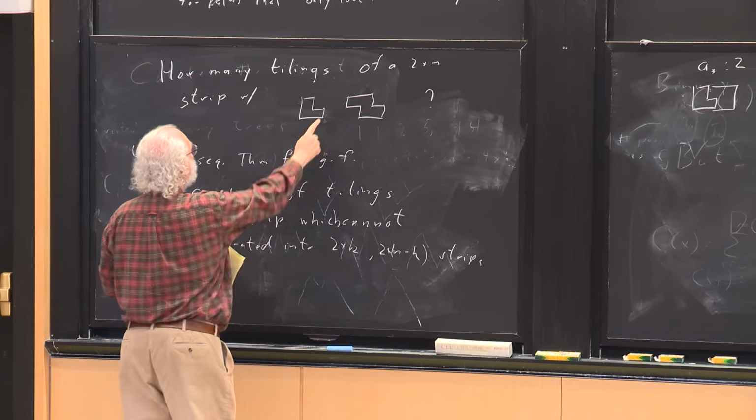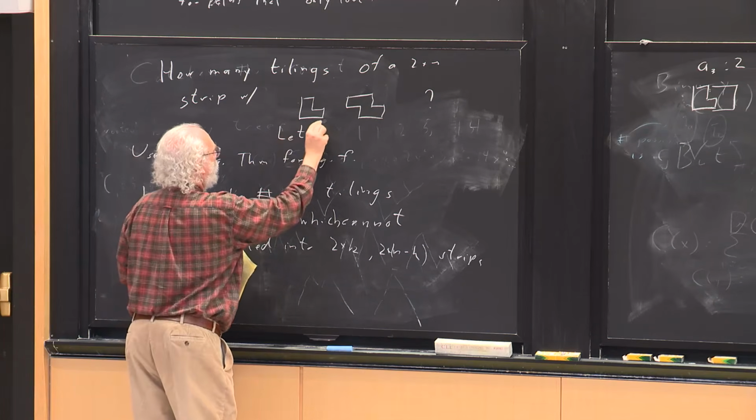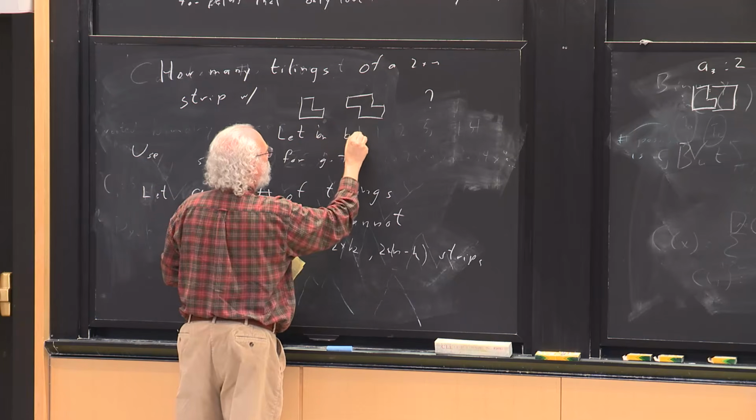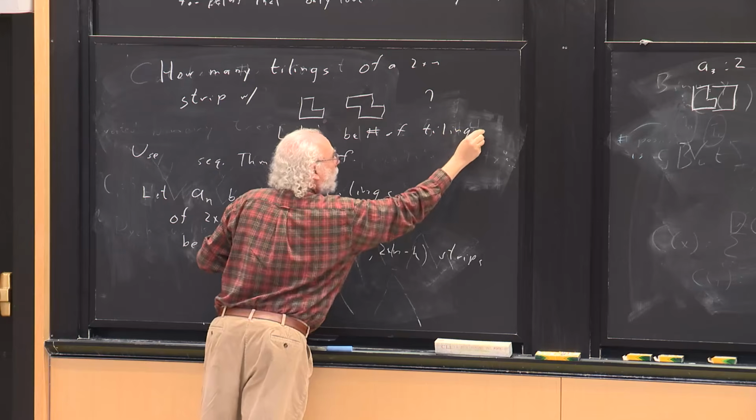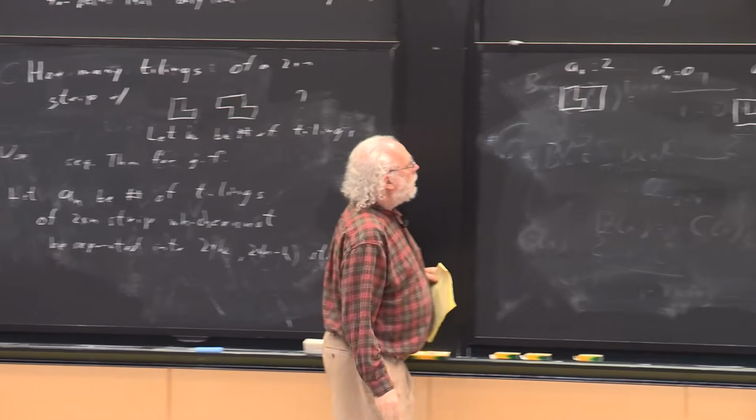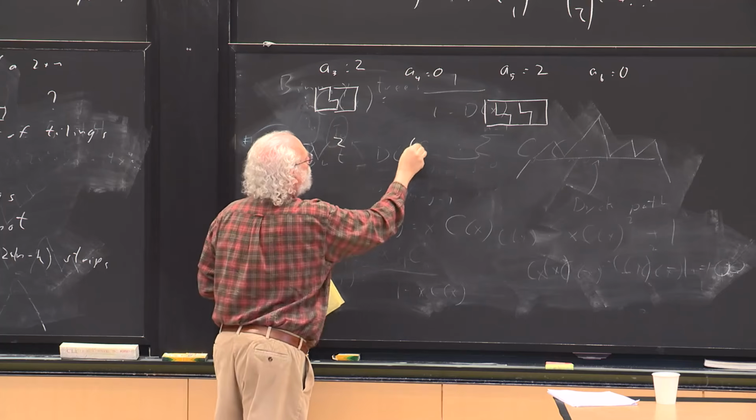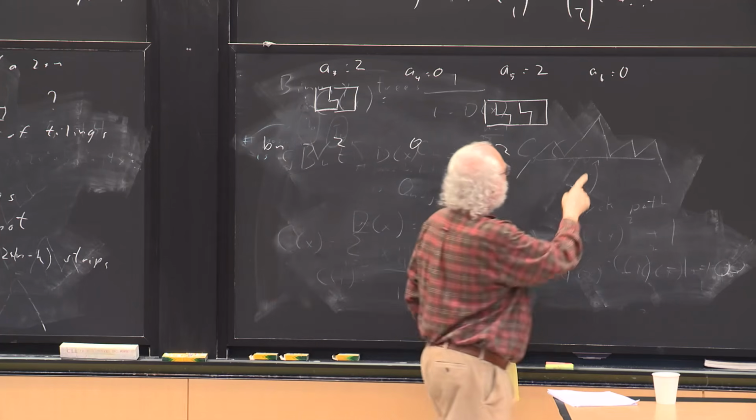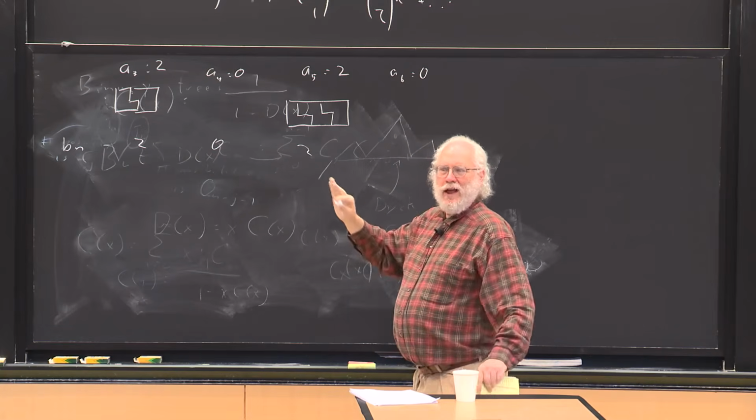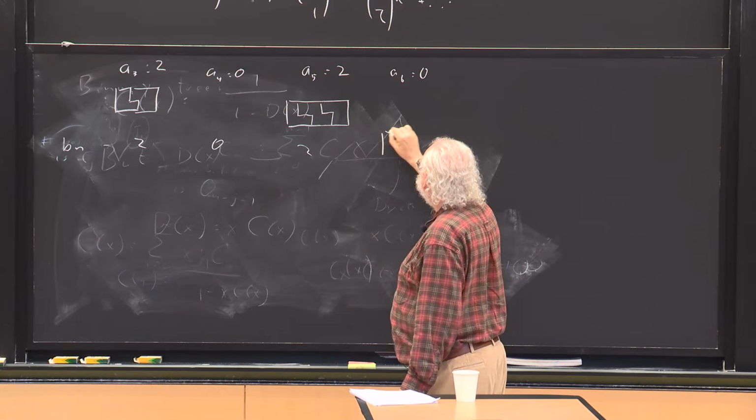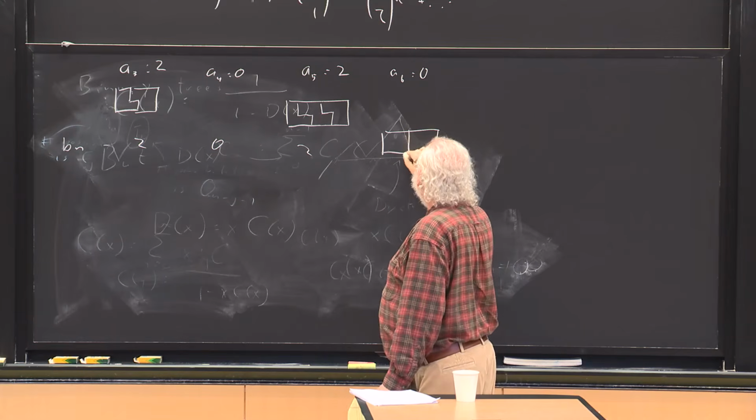So let's call the number of tilings, let B sub n be the number of tilings. So B sub n is going to be 2, 0, 2. But I want to claim that there is a tiling of B sub n, but it's not an elementary tiling because it's made up of 2 subtilings.